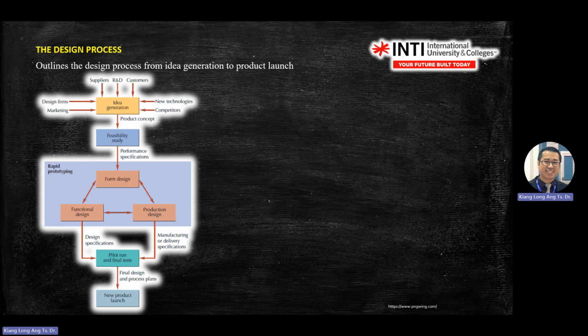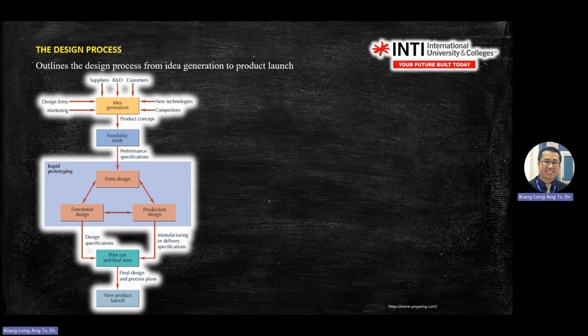Something like that. Okay, after the pilot run, you come up with the final design. Process plan means you do alteration in your design, because during the test, you know what works, what doesn't work, what is the weakness of your products. Then after you confirm, you launch the products. This will be the process.